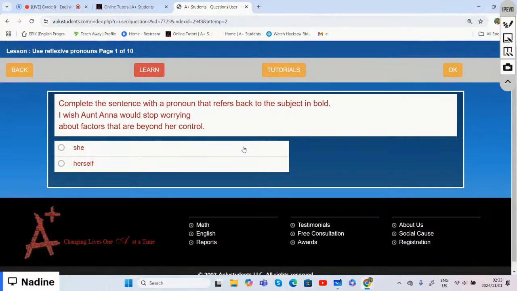It says, I wish Aunt Anna would stop worrying she about factors that are beyond her control, or stop worrying herself about factors that are beyond her control? Which word is correct? Option one or option two? Which one is correct? The reflexive pronoun that refers back to our subject.